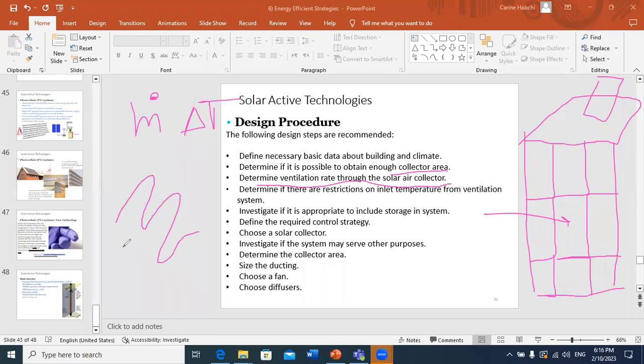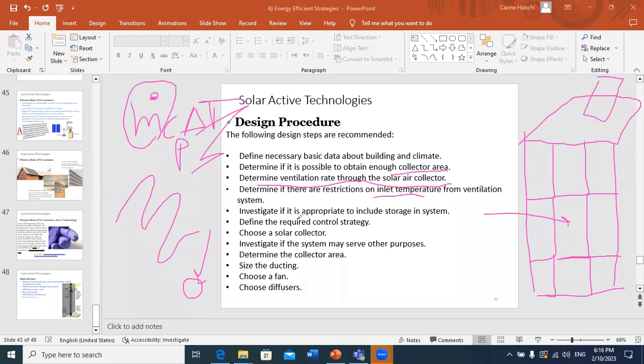Because you know that the heat that is taken by this fluid will be equal to m dot Cp delta T. So you need to do a preliminary design to decide on the mass flow rate, and accordingly, when you are designing active technologies, this mass flow rate will require a certain pumping device to circulate it. So you should size the pump and determine its specification. You should also determine if there are any restriction on inlet temperature from ventilation system. So you might have a certain range of delta T to work with.